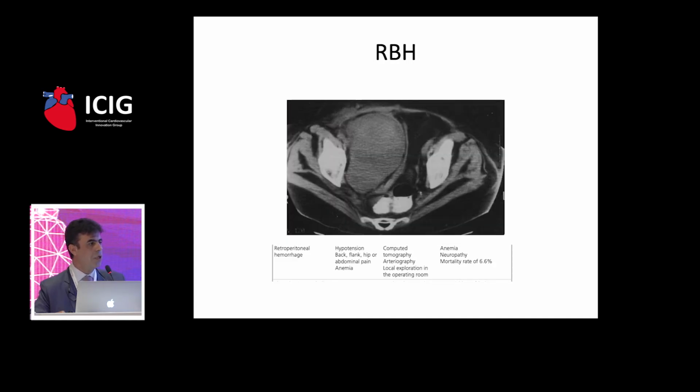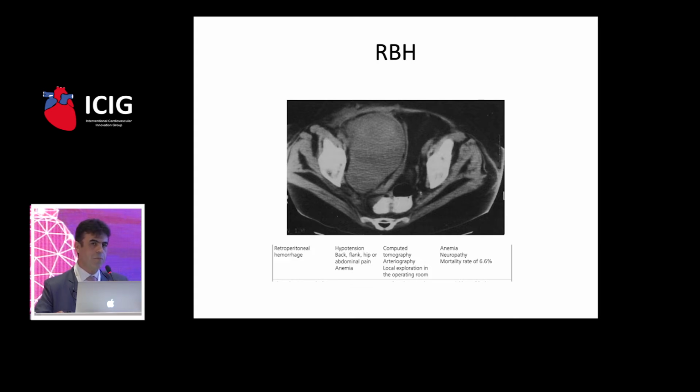A major degree of bleeding would be the retroperitoneal hemorrhage, and this is a life-threatening complication. In fact, it has a mortality of about 6.6%, so it's quite significant, and it's important to recognize it early and to know how to deal with it.